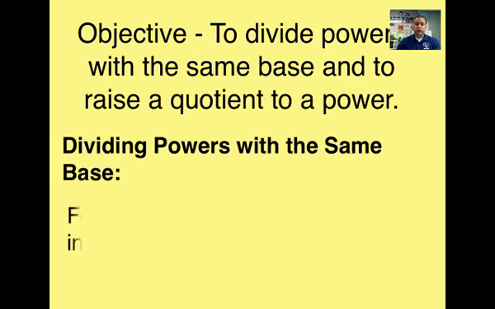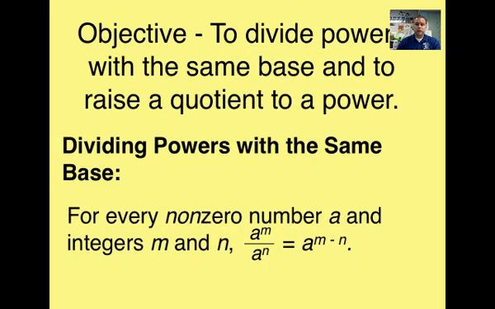Dividing powers with the same base basically boils down to this: for every non-zero number a and integers m and n, a to the mth power divided by a to the nth power is equal to a to the m minus n power. Remember, a fraction bar means division.